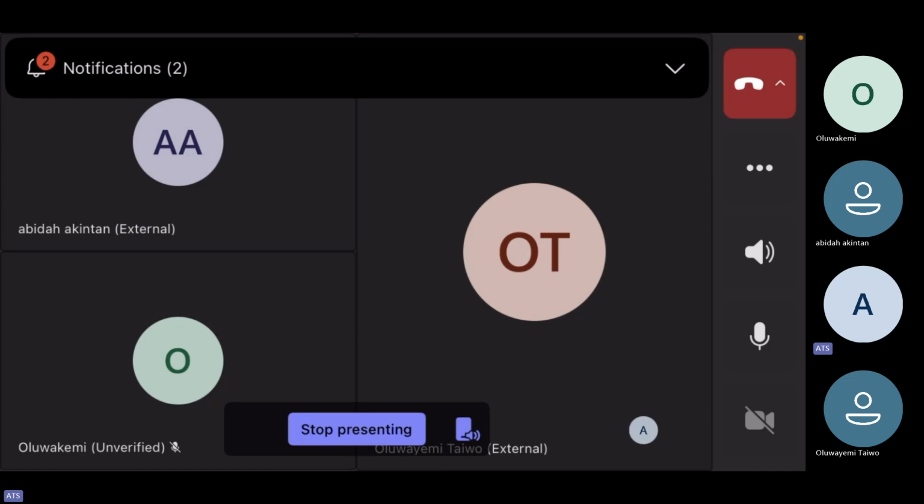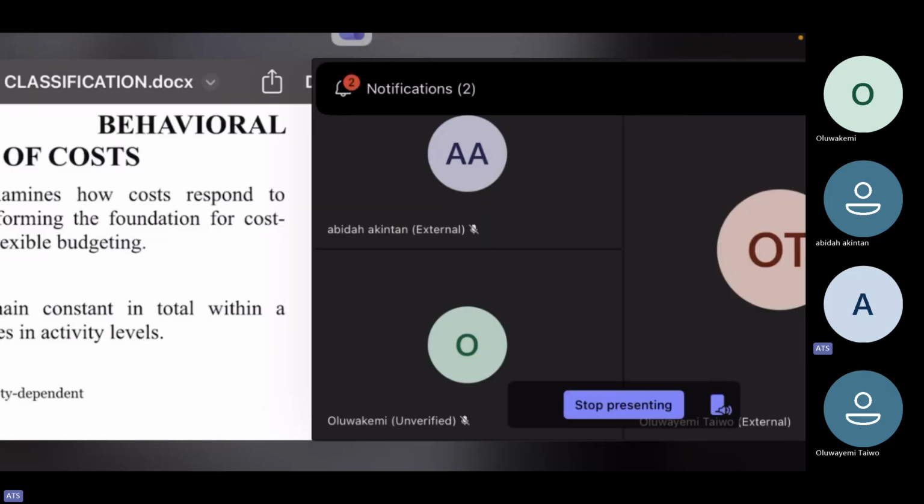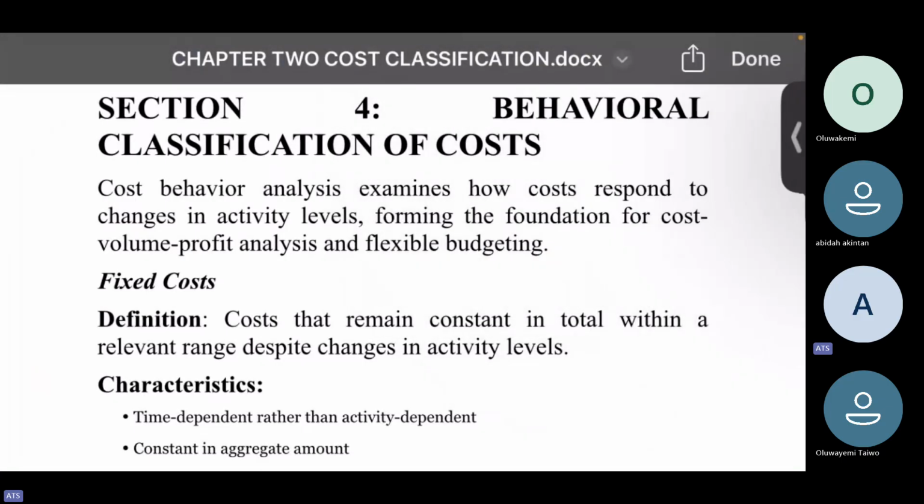It was still 100,000. But when you decide to look at it per unit, that okay, for each dress, how much am I paying? You see that it is different, right? It varied. So that's why in the definition it is specified that fixed costs remain constant in total within a relevant range despite changes in activity. So it is activity level you are looking at here. If I produce 10 dresses, if I produce 100 dresses, I'm still paying the same 100K. But if I decide to look at them per unit, they will vary. So that's why that in total is very important when you are giving your definition of fixed costs. Do you understand? Yes, ma'am. All right.